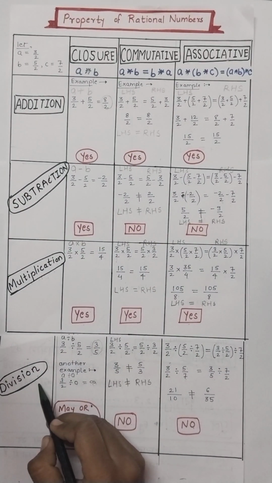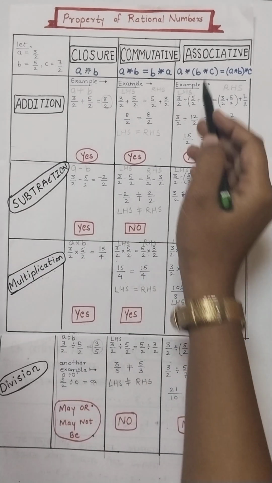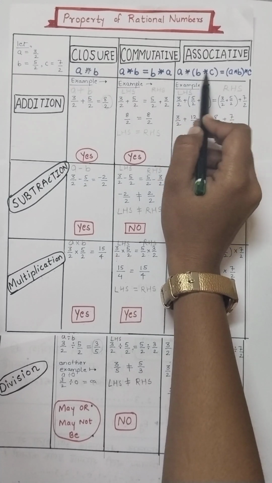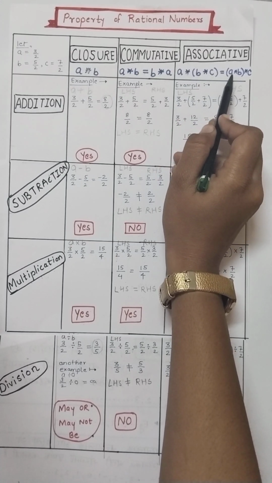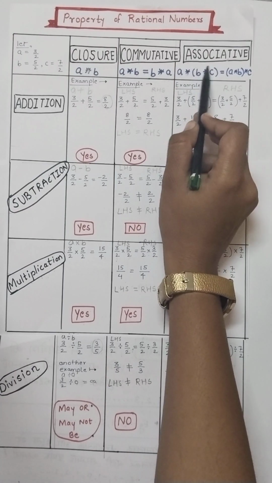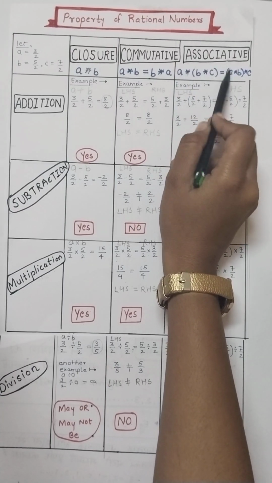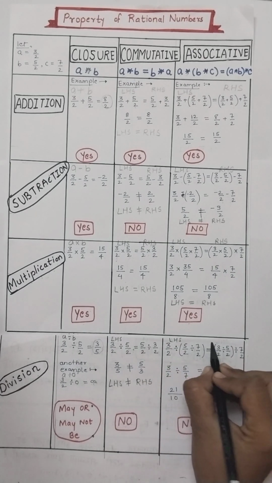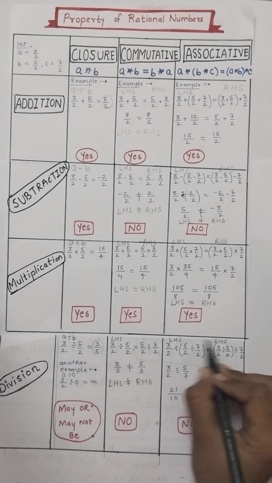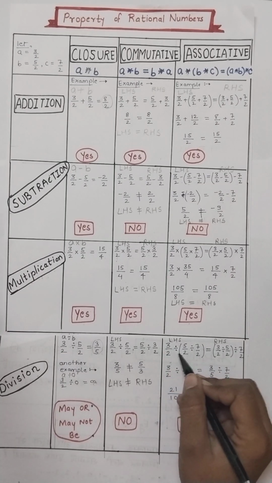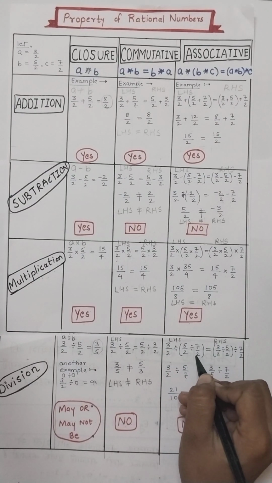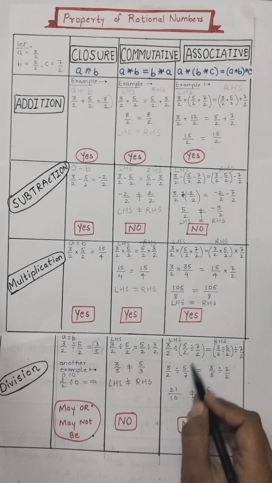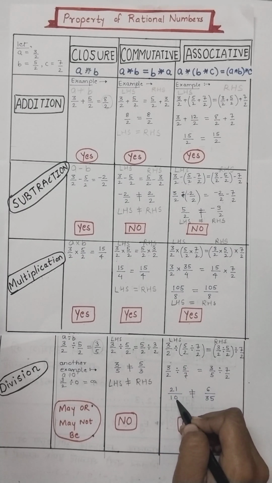Now we see for division. Similarly, in place of the asterisk, we'll put divide. So A divided by, in the bracket, B divided by C is equal to A divided by B, divided by C. This becomes our LHS, this becomes our RHS. Put up the values. So 3 by 2 divided by, in the bracket, 5 by 2 divided by 7 by 2. On solving, we get 21 by 10.